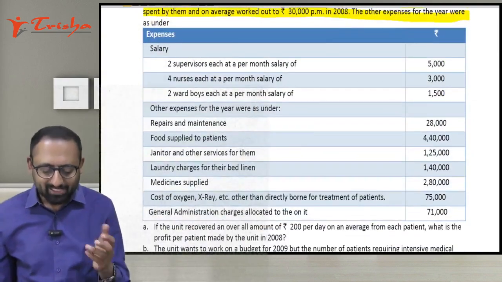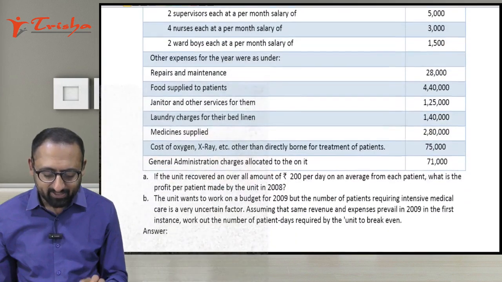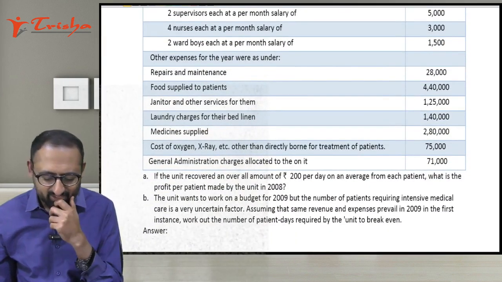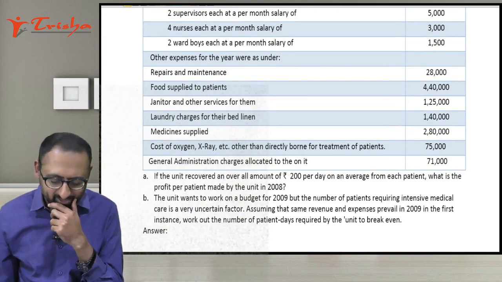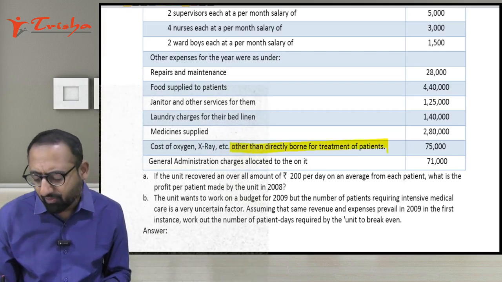Next one, salary to supervisor, 4 nurses, 2 ward boys, other expenses, repairs and maintenance, food supply to patient, janitor and other services to them, laundry charges for the bed linen, medicine supplied, cost of oxygen, x-rays, other than directly borne for the treatment of patient.